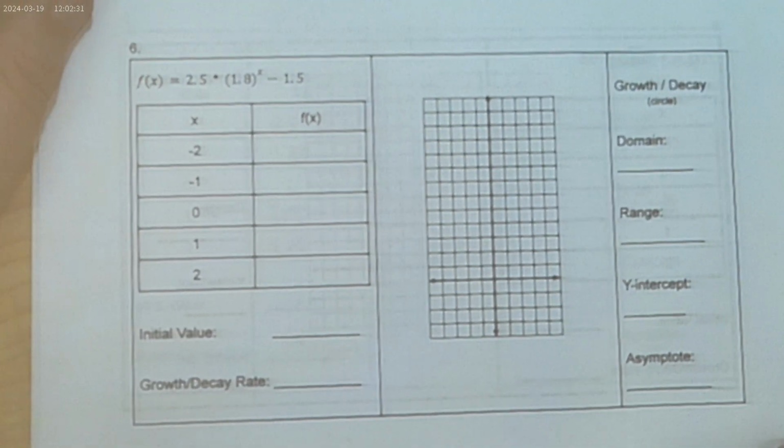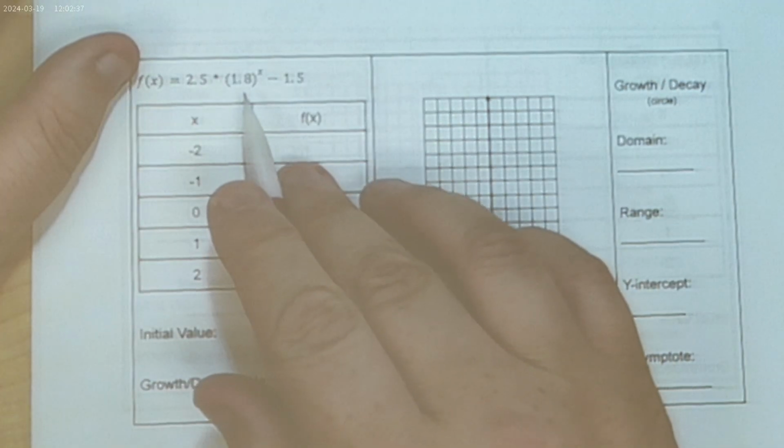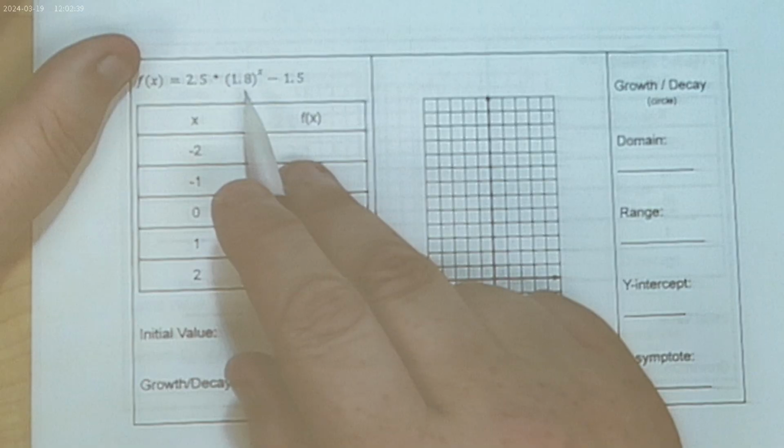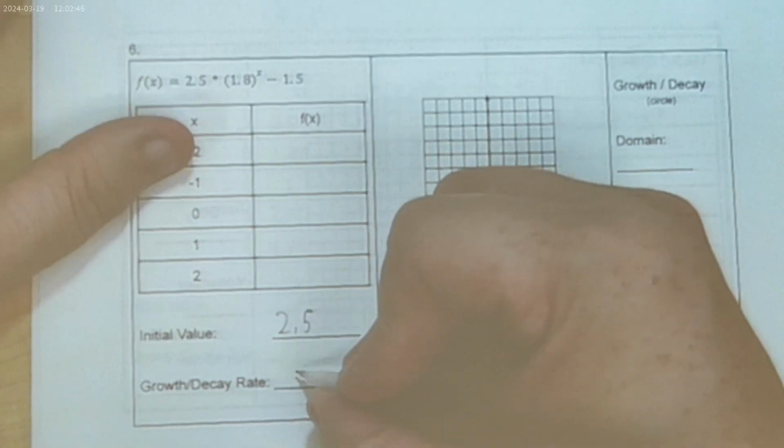All right, so here we go. We've got the initial value. Initial value is going to be 2.5. That is never going to change. Growth or decay rate: inside the parentheses, I've got 1.8. I know this by eyeballing it and doing enough of these that I know that it's going to be 80% growth.